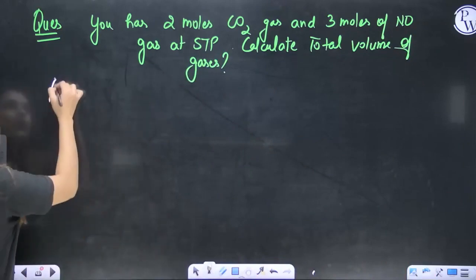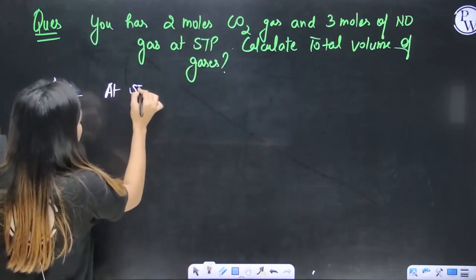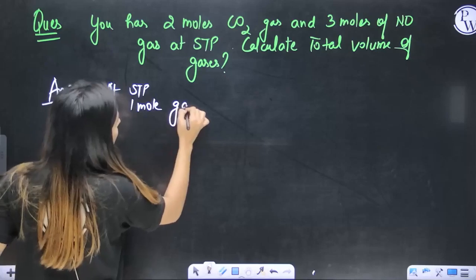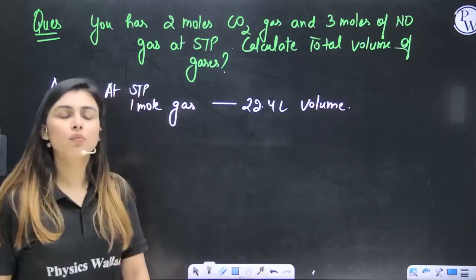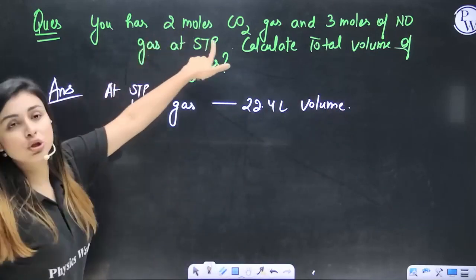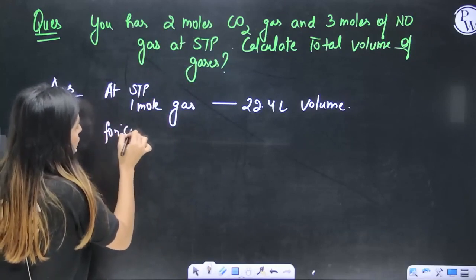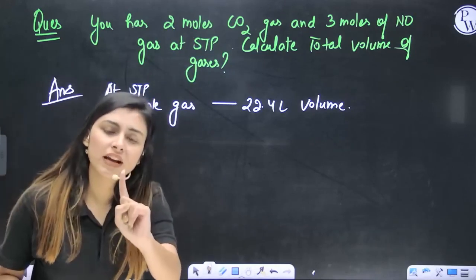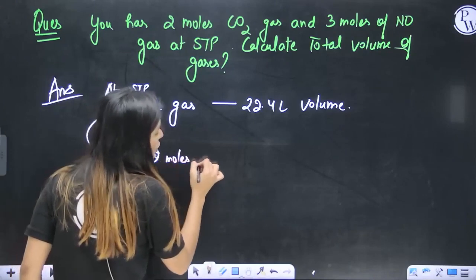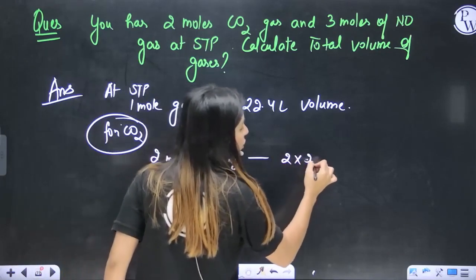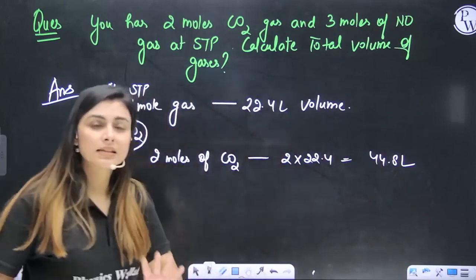So now, my dear students, what does this mean? I know that the gases are at STP condition. I know that at STP, 1 mole of gas occupies 22.4 liter volume, be it any gas. I have 2 moles of CO2 gas. So let's calculate the volume for CO2. I know that 1 mole of gas occupies 22.4 liters, then 2 moles of CO2 will have 2 into 22.4 liters, which is equal to 44.8 liters volume. Right, this is the volume of CO2.